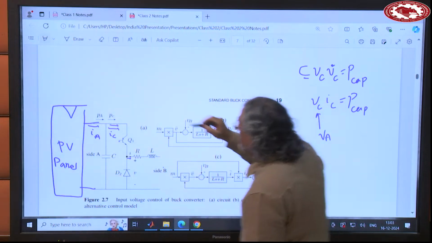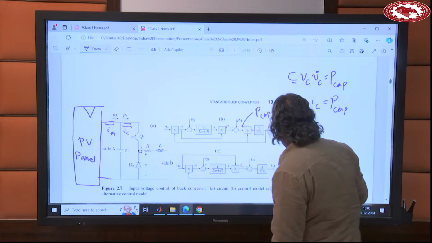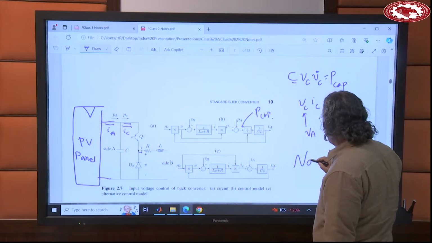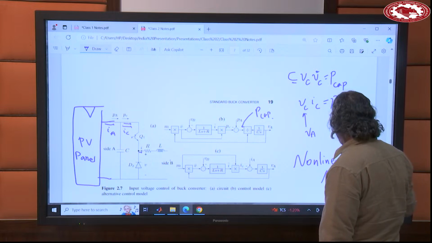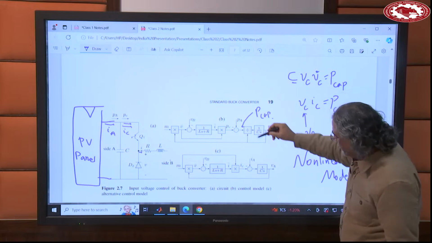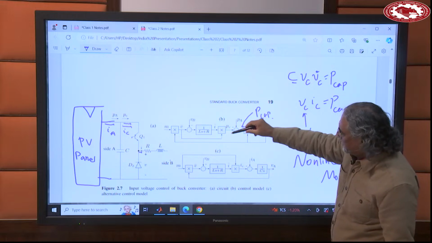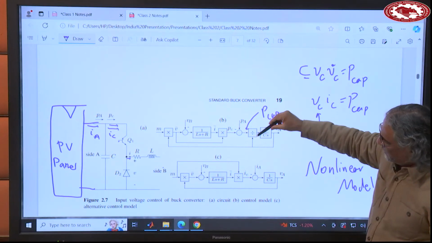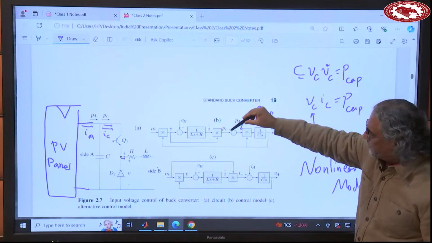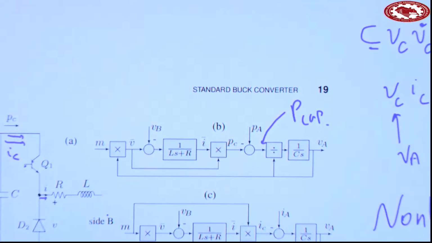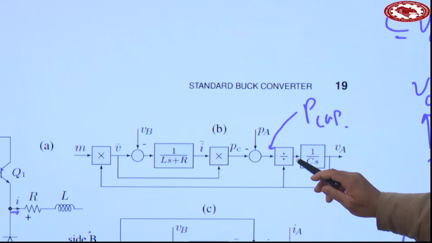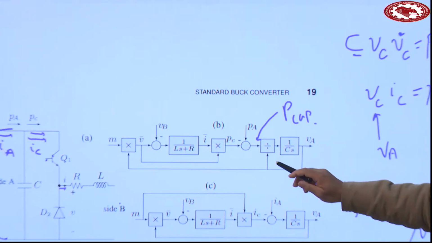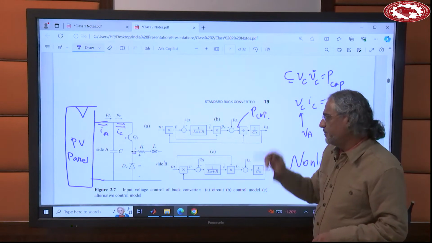So let me mention, I think it's a good thing. This is a nonlinear model. Why is it nonlinear? Because of these divisions and multiplications. When you have division by a variable or multiplication into a variable, not a constant. If you have division by a constant or multiplication into a constant, that's fine. But when you divide by a variable or you multiply two variables, that becomes nonlinear.